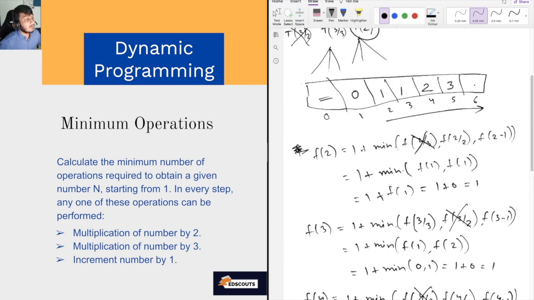So for getting 6 starting from 1, how many operations do we require? We require 2 operations. What can those operations be? We could have incremented the number by 1. For example, if we start from 1, we increment it by 1 and get 2, and then multiplying that number by 3, we get 6. So only 2 operations are required at minimum to make the number 6.